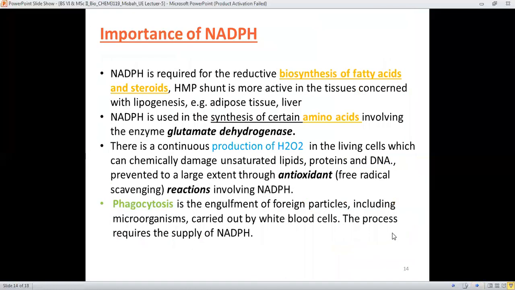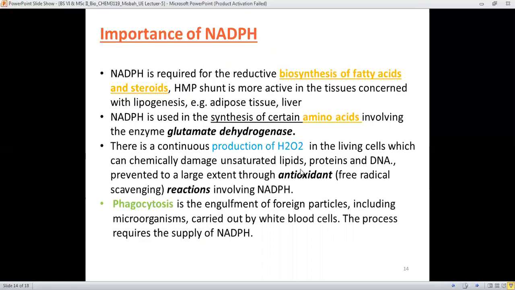Further, the importance of NADPH lies in that it provides for the biosynthesis of many fatty acids and steroids, which are concerned with tissues like adipose tissue and liver. It's also used in the synthesis of certain amino acids by involving the enzyme glutamate dehydrogenase.